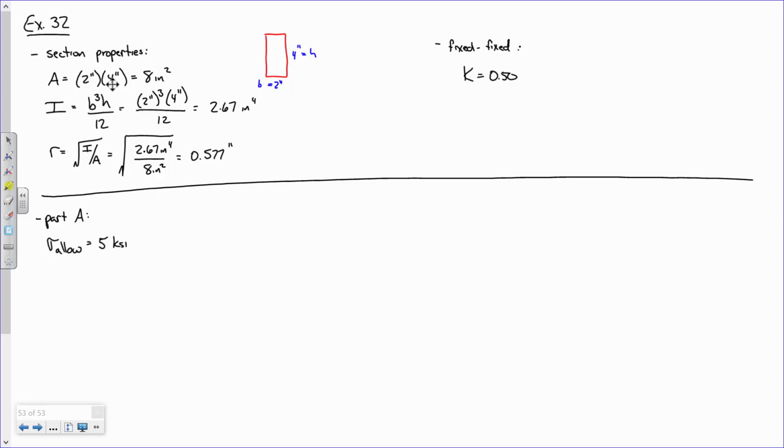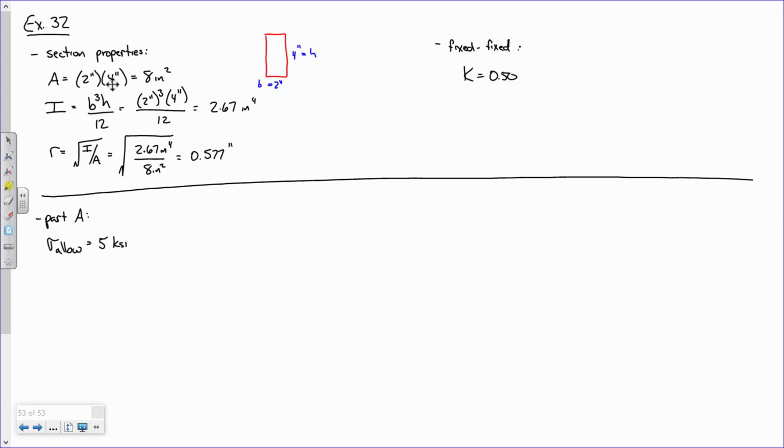First off, let's just ignore buckling. Let's say buckling doesn't exist. Buckling's a made-up phenomenon. Okay. It doesn't exist. Ignore buckling. It's not made up. Let's ignore it. If I have an allowable axial stress of 5 KSI, if we're not considering buckling at all, what is the allowable load?